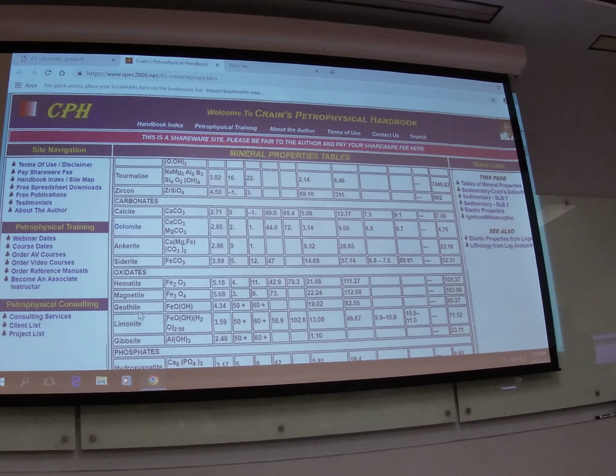As a reminder, 1 gram per cubic centimeter is equal to 1,000 kilograms per meter cube.